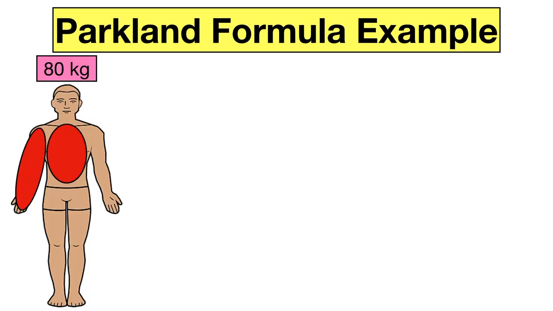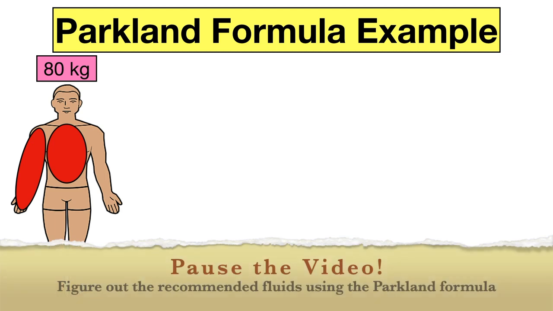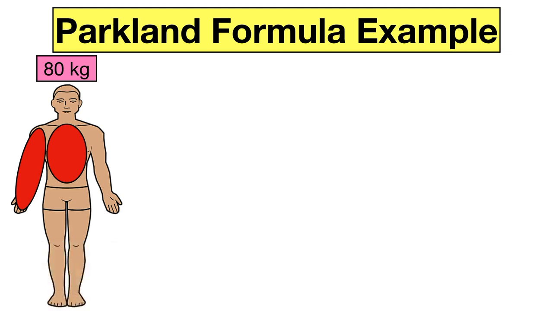The patient weighs 80 kilograms and has partial thickness burns involving the entire anterior trunk and the entire anterior right arm. Hit pause on the video and figure out the recommended fluids this patient should receive in the first 24 hours using the Parkland formula. Also figure out how much fluid should be given in the first 8 hours and over the next 16 hours.